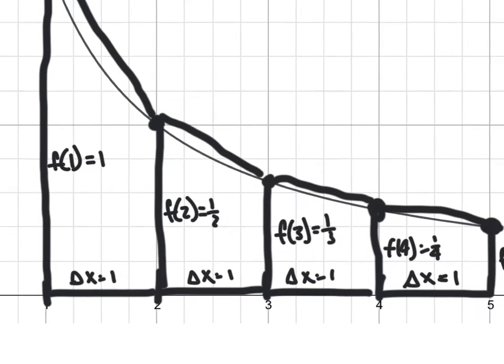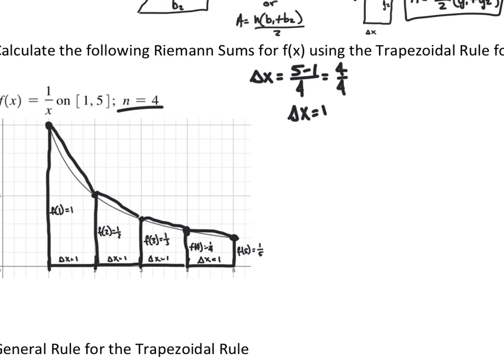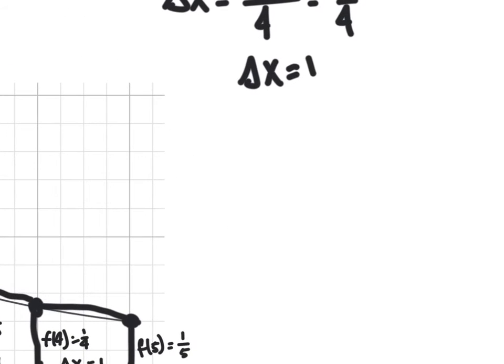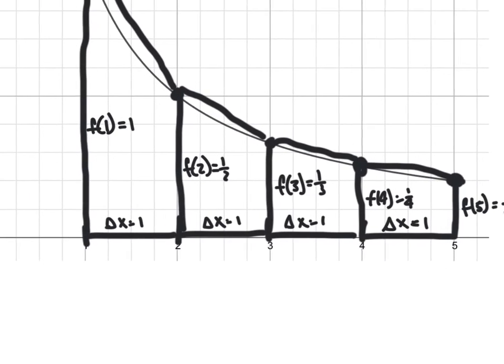What you'll notice is that we'll have a pattern here. But let's think about what we're trying to do. Our goal is to approximate the integral from 1 to 5 of 1 over x dx. And so what I want to do is start to add up all of these trapezoids.